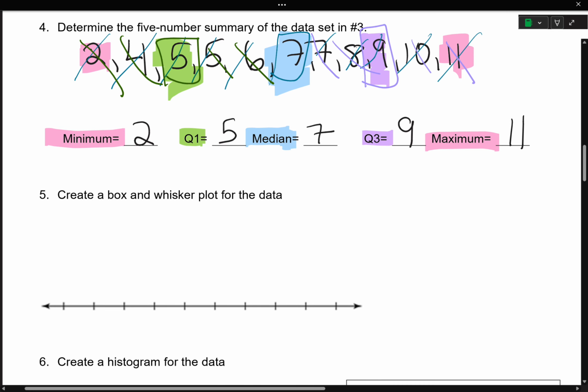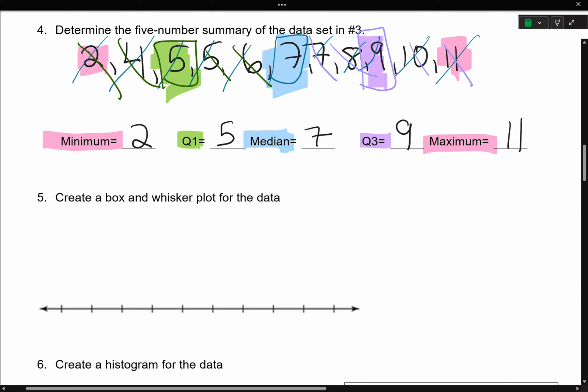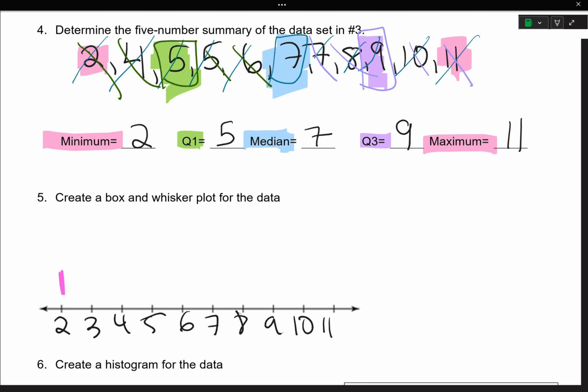We're going to take all of those numbers and create a box and whisker plot. All right. First, the number line. The minimum is 2, so I'm going to put a line on 2. Then I have the first quartile, 5, the median, 7, third quartile, 9, and the maximum, 11. The 3 lines in the middle create my box, and the minimum and maximum create my whiskers.